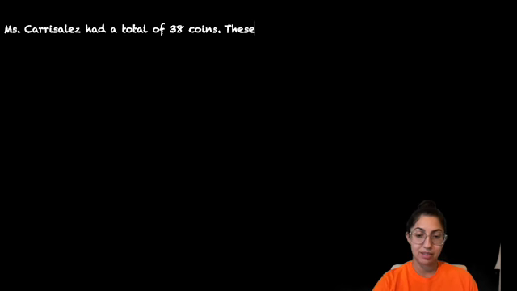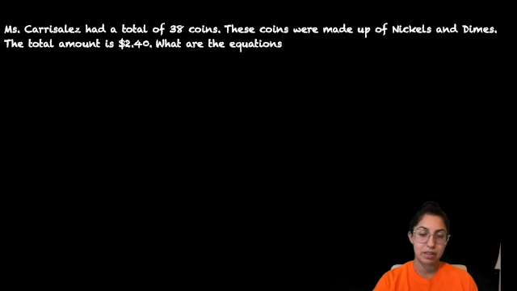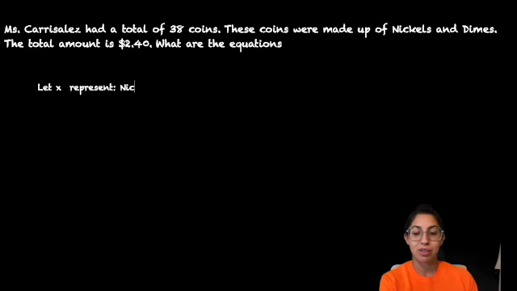And last example that we're going to do is one where we have missing variables, missing coefficients, where we have to kind of know. In a problem that we don't know, we're going to figure it out. So it says Miss Carasols had a total of 38 coins. These coins were made up of nickels and dimes. The total amount is $2.40. What are the equations? So first thing I'm going to do is represent my variables because they didn't do that. Let x represent nickels. Let y represent dimes.